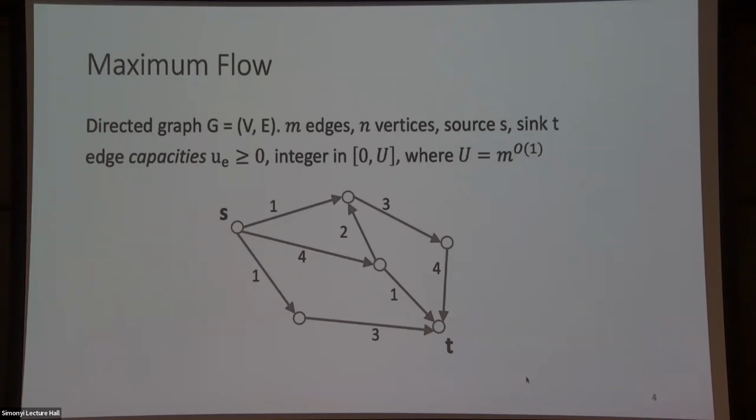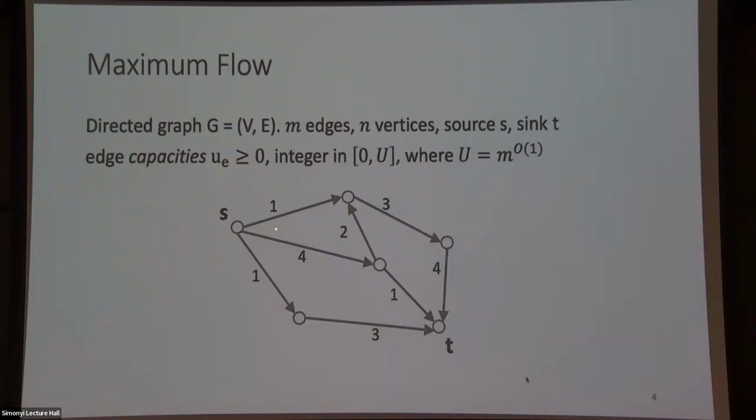Good. So let's just formalize the problem so that all of us are on the same page. We work with directed graphs, so every edge has a direction. We'll use the standard notation that the graph has m edges and n vertices. And let's pretend two special vertices, a source and a sink. Every edge has a capacity u_e. We'll assume that this capacity is integral between 0 and capital U. I can give you explicit dependencies on U, but for simplicity, I'll just assume that U is bounded by a polynomial in your parameters.